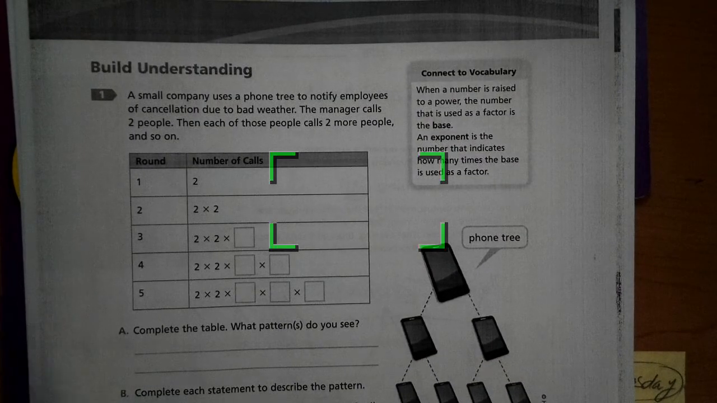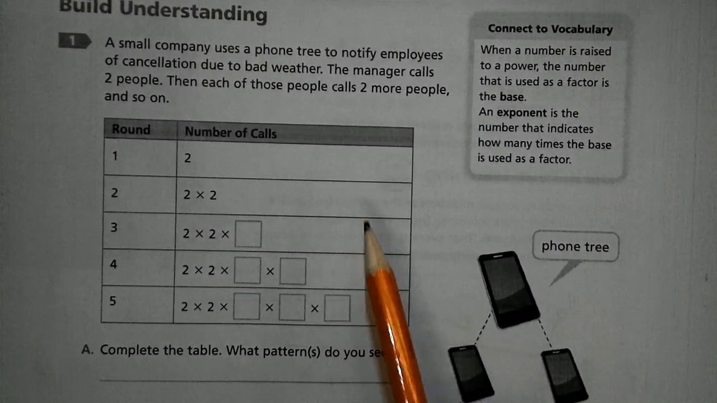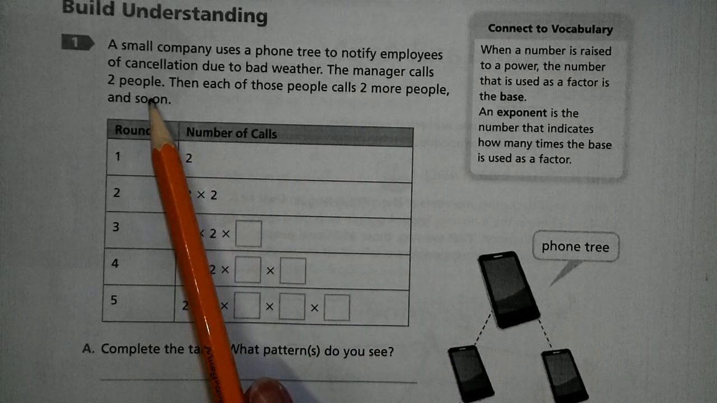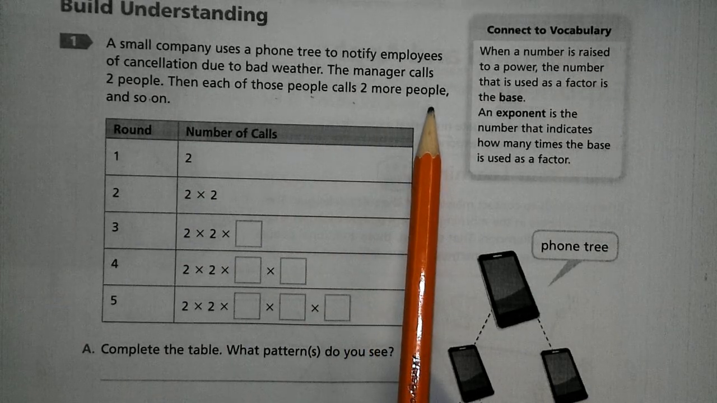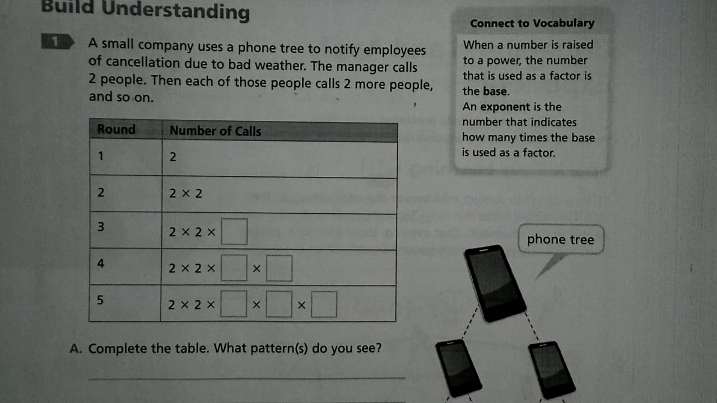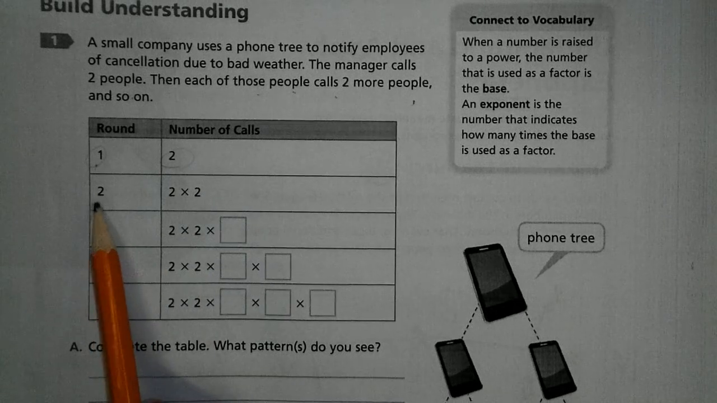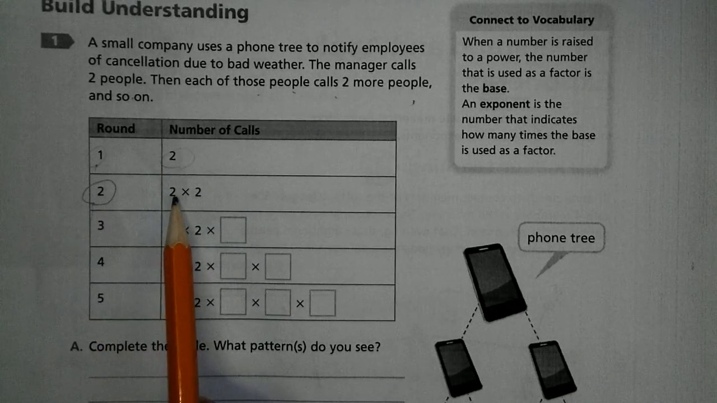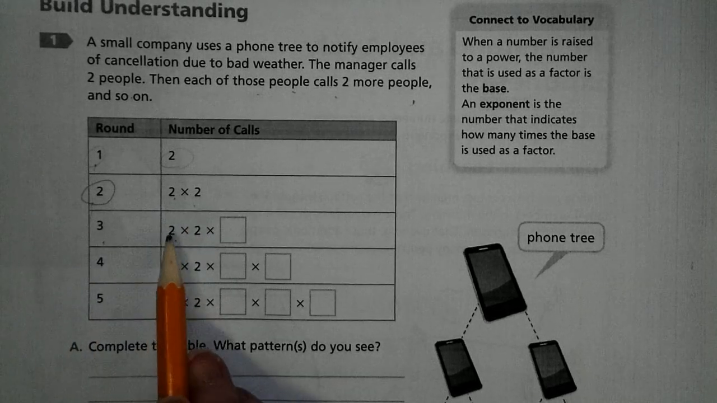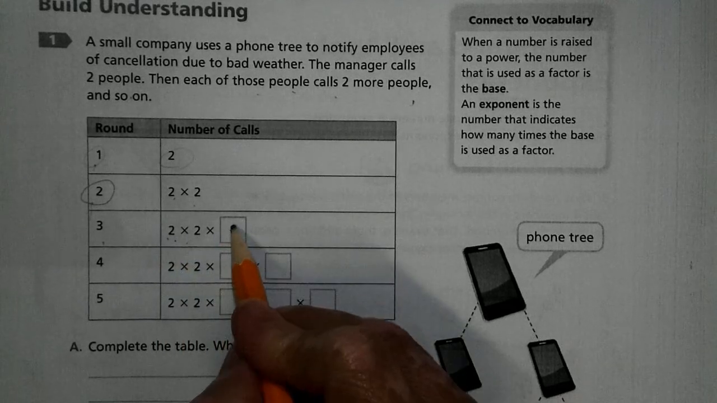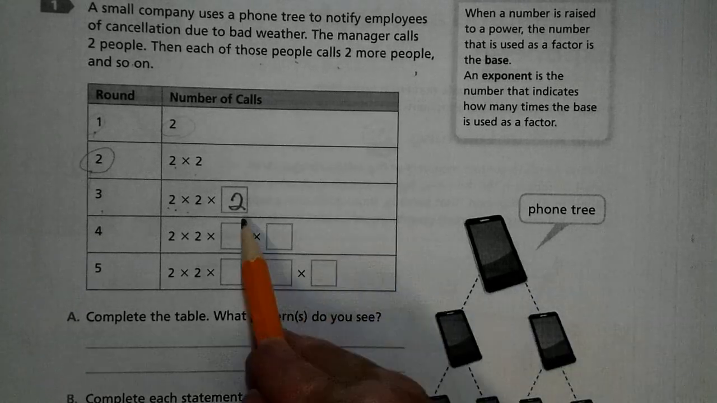All right, so it says, a small company uses a phone tree to notify employees of cancellation due to bad weather. The manager calls 2 people. Then each of those people calls 2 more people, and so on. So the first round, that first person calls 2 people. The second round, those 2 people call 2 people. The third round would be 2 times 2 times 2.